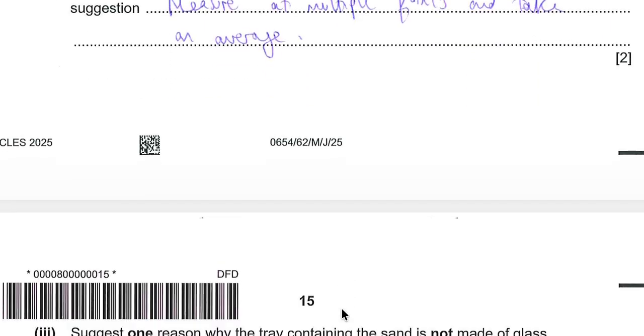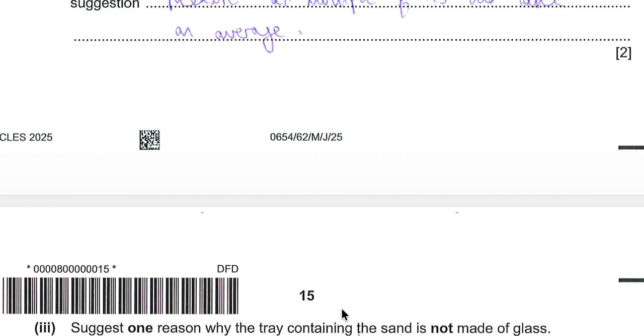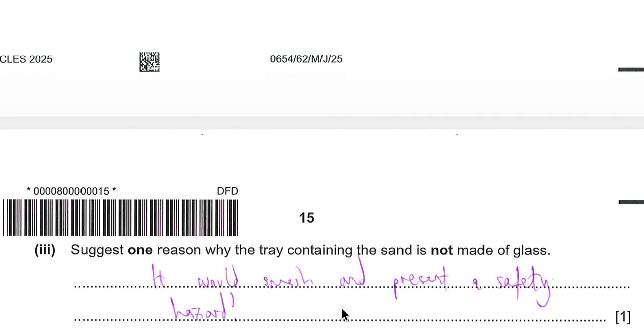Here's a good one. I think I said this in a previous video. Sometimes we can overthink these things. Suggest one reason why the tray containing the sand is not made of glass. There are so many different things you could write here. It might be too heavy. But the really obvious one is that it could smash. The metal ball, or whatever type of material it is, landing on there could crack your tray and cause it to smash, or to crack, and it would therefore present a safety hazard.